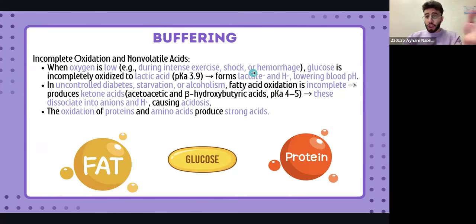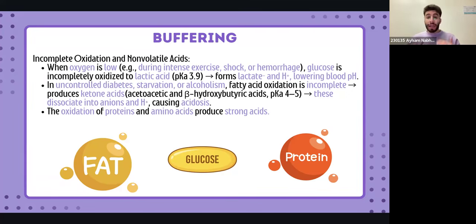And in any type of shock, septic shock, hemorrhagic shock, or whatever, the glucose is going to be incompletely oxidized because we don't have enough oxygen. That would make glucose be oxidized to lactic acid. Lactic acid would form lactate and a proton, or a hydrogen atom. The accumulation of lactic acid and the production of hydrogen atoms would increase the acidity of the solutions of our body, lowering the blood pH. That's the first point.